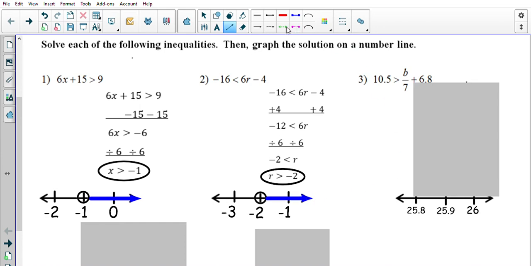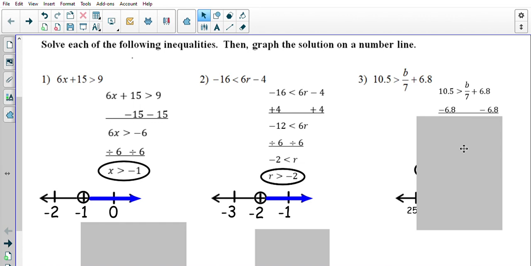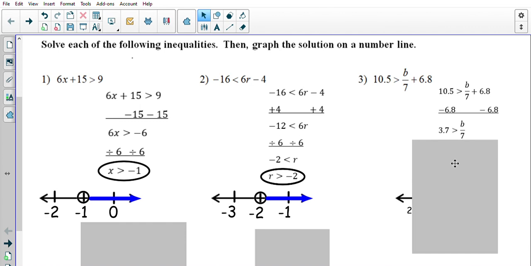All right, question number 3. We've got to mix in some decimals here. The inverse of adding by 6.8 is to subtract 6.8, so we'll do that first. 10.5 minus 6.8 is 3.7, so we get 3.7 is greater than b over 7. The inverse of dividing by 7 is to multiply by 7. No need to flip the symbol around since we're multiplying by a positive. So we get 25.9 is greater than b.